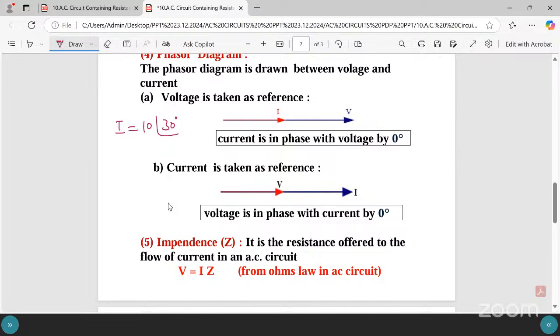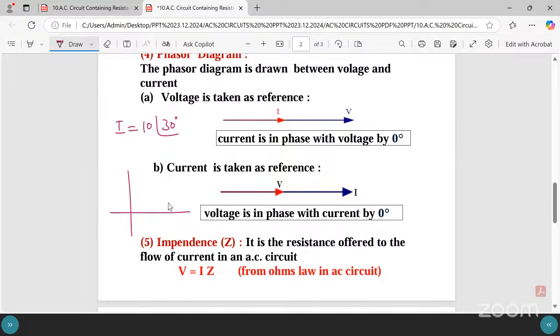Now draw the diagram for the current I is equal to 10 at 30 degrees. Now see the diagram. It is drawn on x and y axis. Confirm. Now the current is rotating from the x-axis. The phasor diagram is drawn on the x and y axis. So this is called the x-axis.